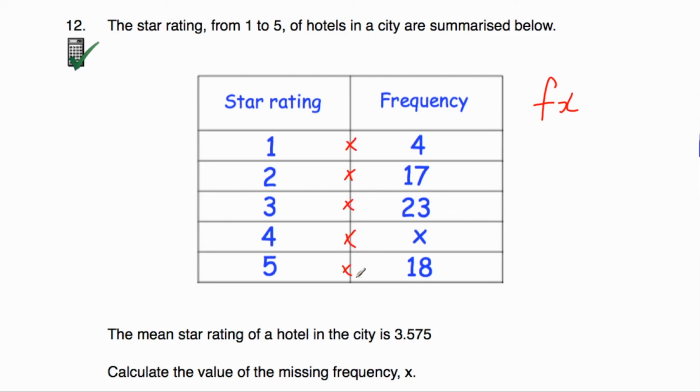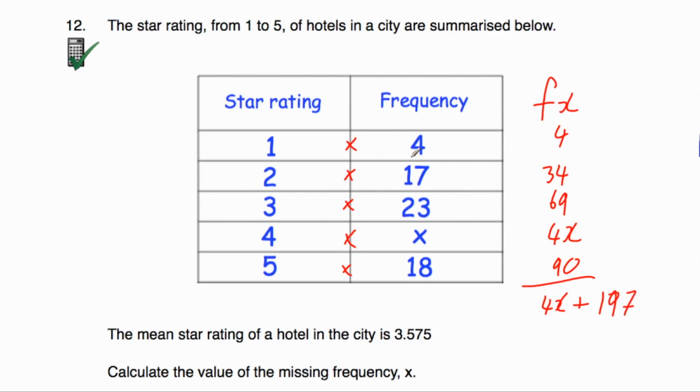by multiplying the star rating by the frequencies. 4 times 1 is equal to 4, 17 times 2 is equal to 34 stars, 23 times 3 is equal to 69, 4 times x is 4x, and 5 times 18 would be equal to 90. And if we add up the fx column, that will tell us what the total number of stars would be. Now remember, we can only add our x's to x's and numbers to numbers. So that'll be 4x plus, and then let's add up our numbers and see what we get. So 4 plus 34 plus 69 plus 90 is equal to 197 stars.